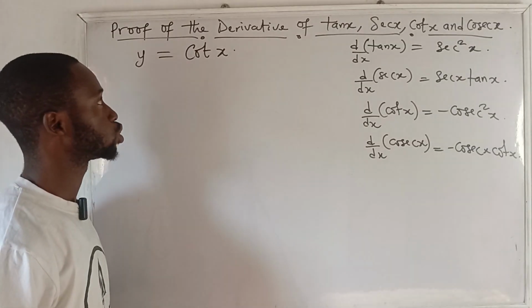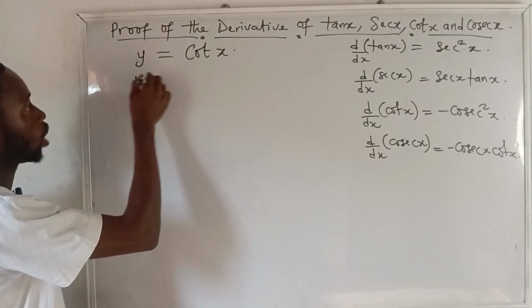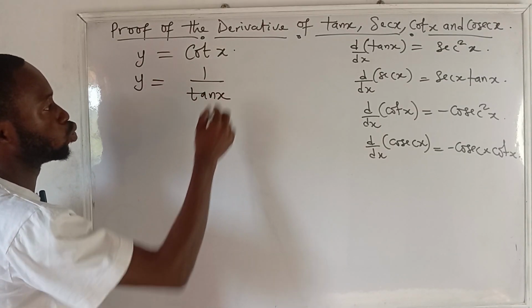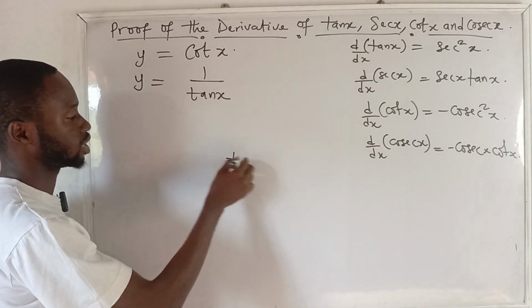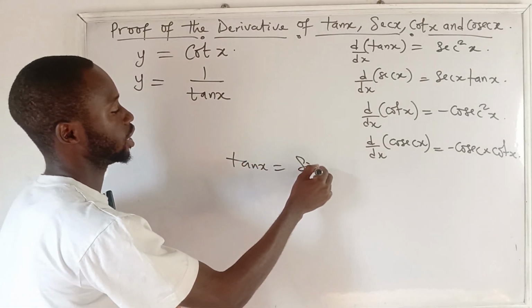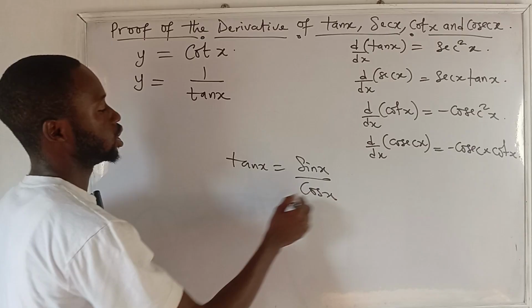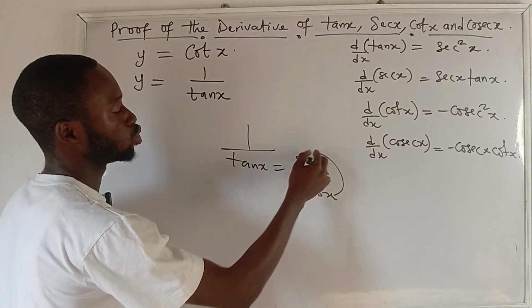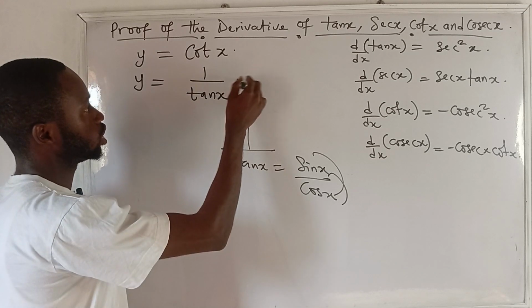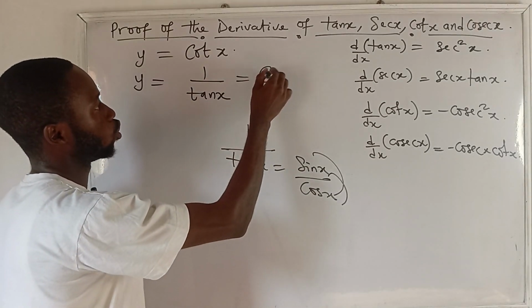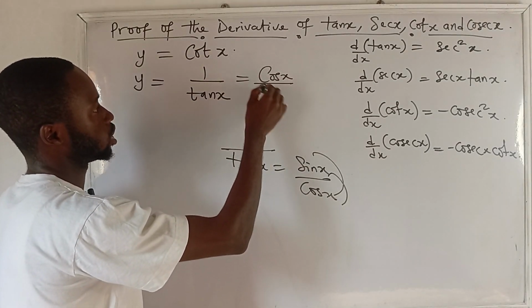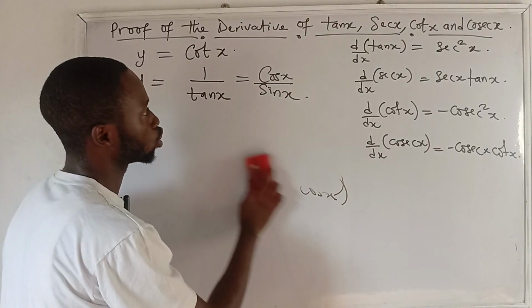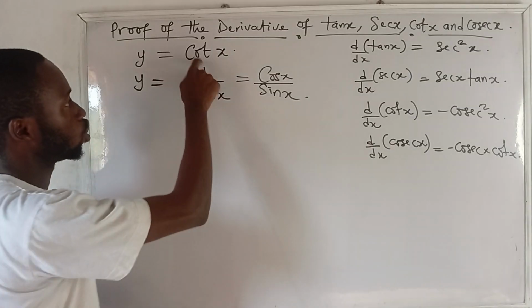Our next question is y equals cot x. We know that y equals cot x is the same as saying 1 over tan x. And as well, we know that tan x itself is sine x over cos x. Then when we do the reciprocal of this, what is up will come down. So this is the same thing as saying we would have cos x over sine x. So we could use cos x over sine x to represent cot x.